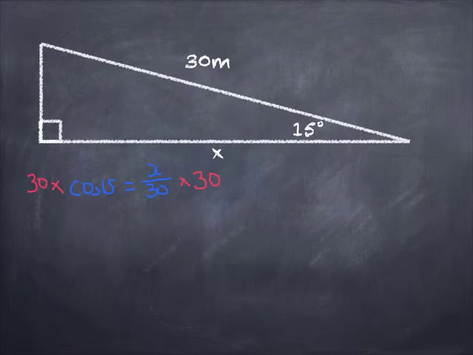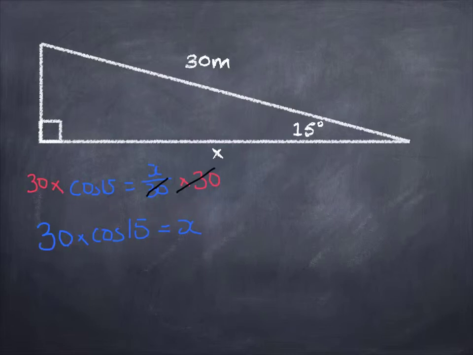Now we've got a times 30 and a divided by 30 on the same side, so they can cancel out nicely, leaving us with just x on that side. There's nothing to cancel on this side, so that stays the same. So now we have 30 times by cos 15 equals x. So now we've got x as the subject on this side, so everything's on this side.